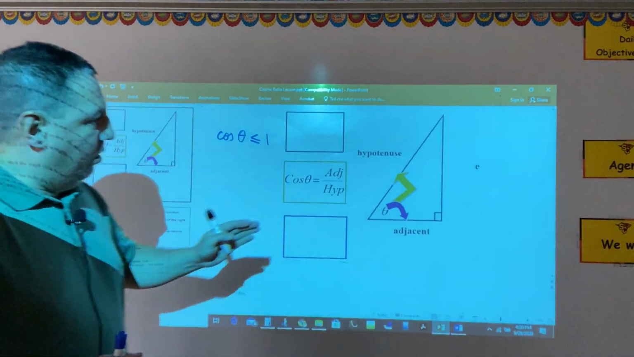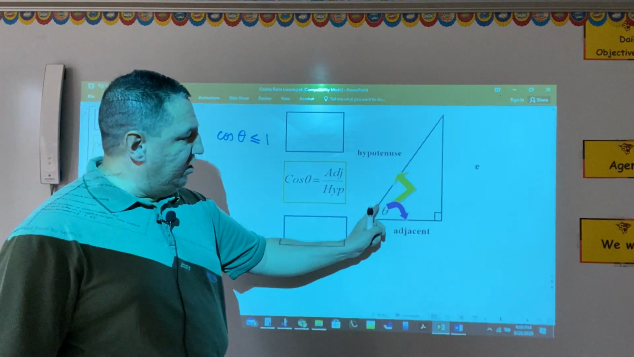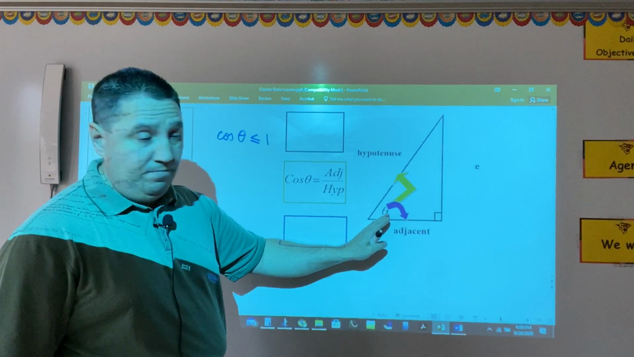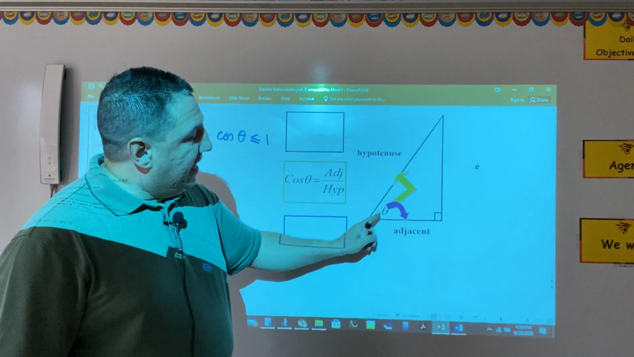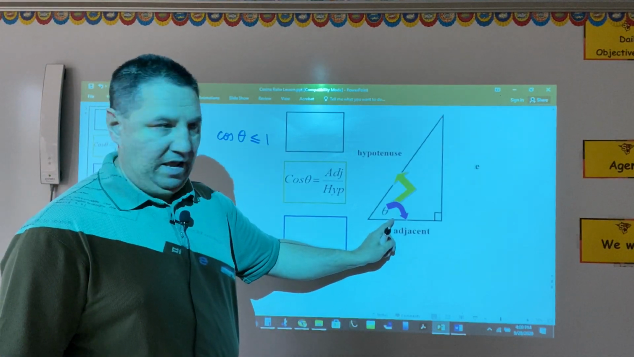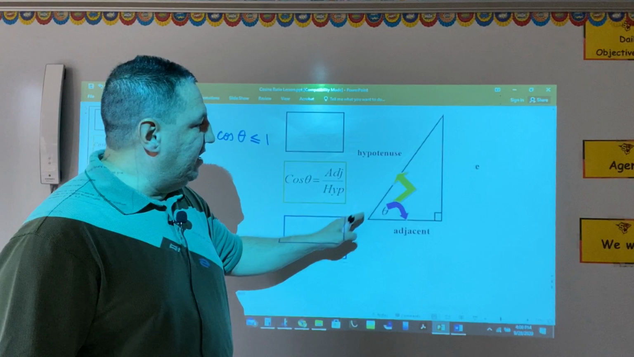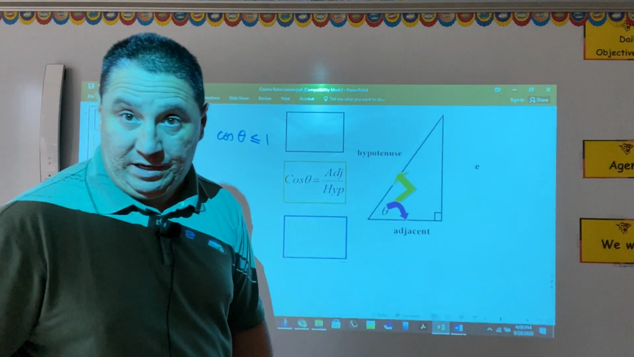Good. So, how do we identify adjacent? We mark the given angle, and this side is adjacent because it's next to angle theta. And this side is the hypotenuse, the longest side, opposite to the right angle.